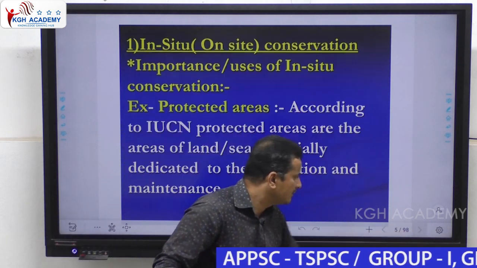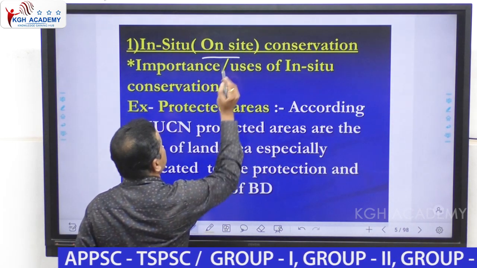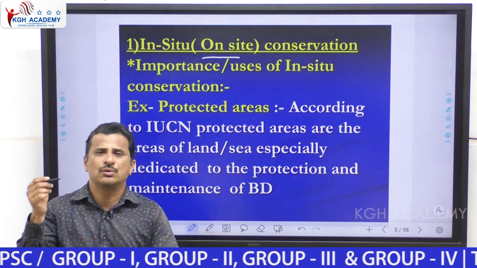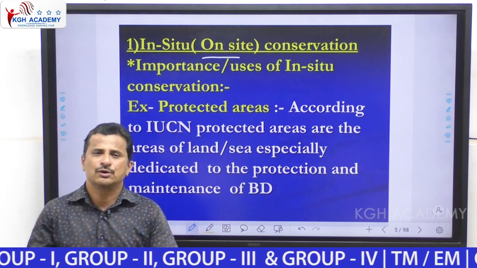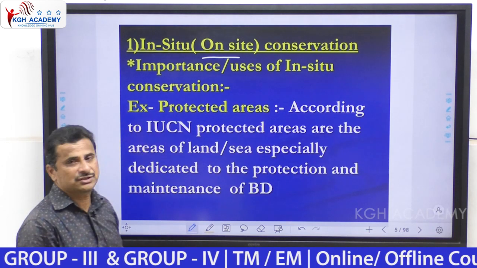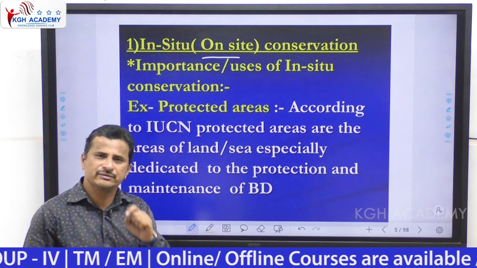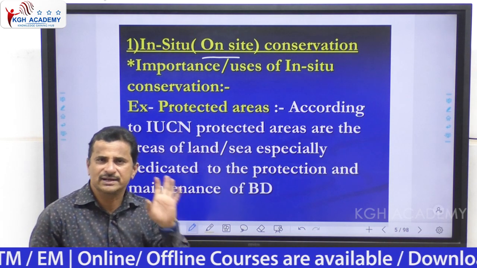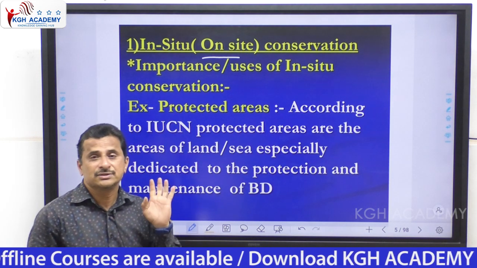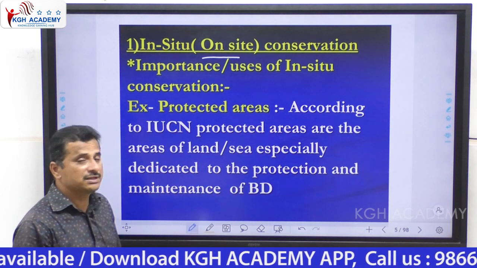First, we start with in-situ conservation, also called on-site conservation. Conservation of plants and animals in their own natural habitats, the places where they are living, is called in-situ conservation. So conservation of plants, animals, or organisms, of biodiversity in their own natural habitats, in the forest areas where they are living, is called in-situ conservation.